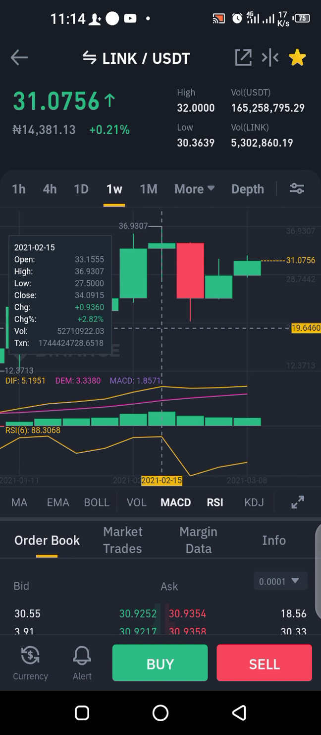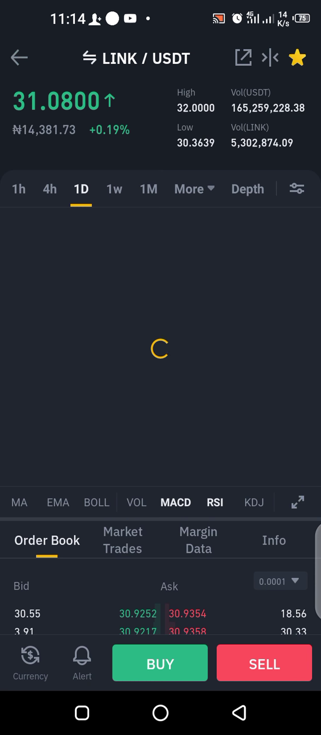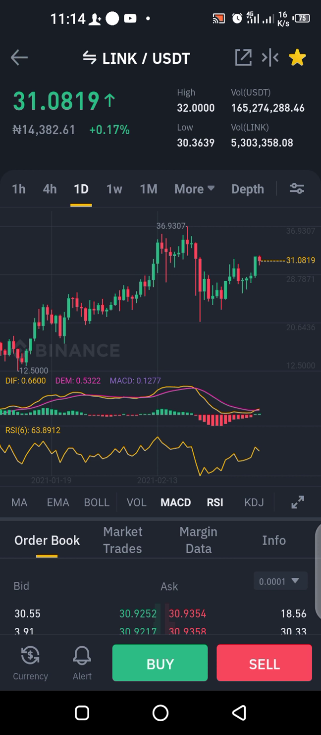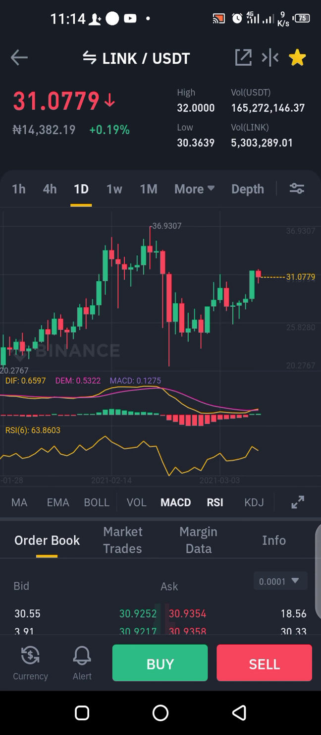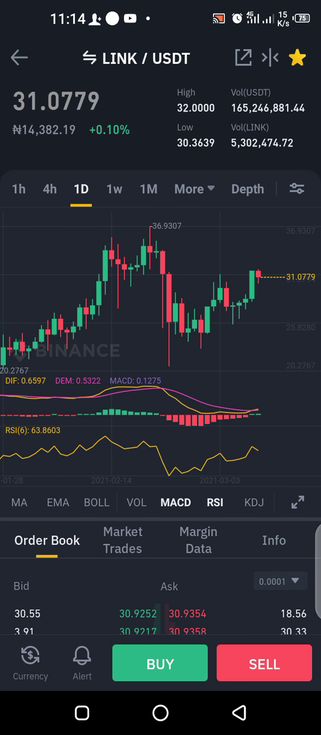Now you know what is happening in the weekly chart. You just switch to the daily chart, then you see what is going on. The daily chart is just 24 hours. You can still wait for 24 hours before entering the market. Can you see? You can see that this present trend is trying to go bullish, trying to overpower the sellers, but it's still slow.